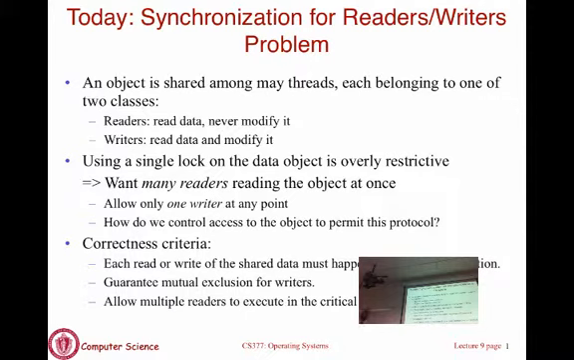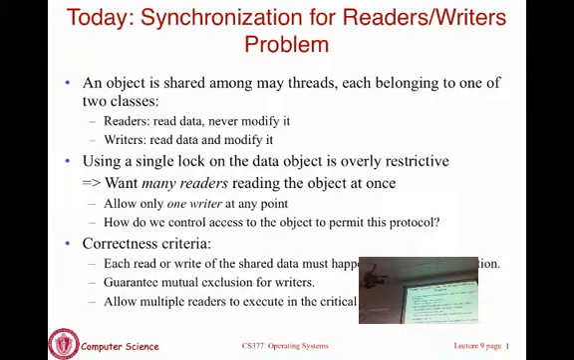When multiple readers are reading, no writers can proceed, but you can let as many readers as you want. Okay? When any writer writes, no one else is allowed. No reader or writer is allowed. So the correctness criteria is guarantee mutual exclusion for writers. Writer only one at a time. No reader, no other writers allowed. But when you do reads, allow multiple readers to execute at once.